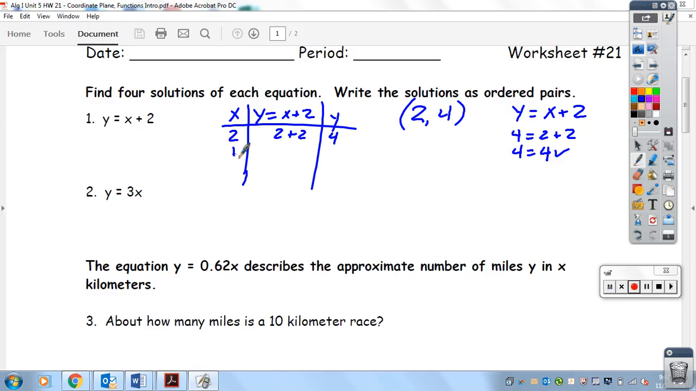So I can find my solutions quickly by just doing 1 plus 2, that's 3, so it's (1, 3). I could do 0, 0 plus 2, that's (0, 2). And if I wanted to, I could do 5. 5 plus 2 is 7, so (5, 7). So you're going to write your solutions as ordered pairs. You would do the same thing for this one and write a whole bunch of ordered pairs, hopefully 4 of them. If I were to graph these, it would be in a straight line. It's not a coincidence.